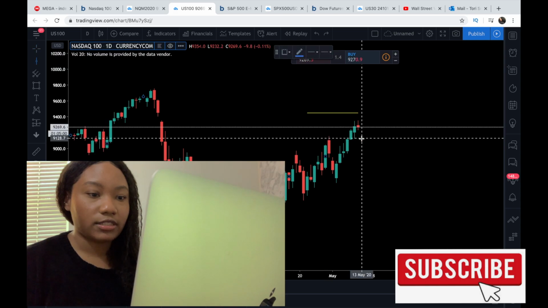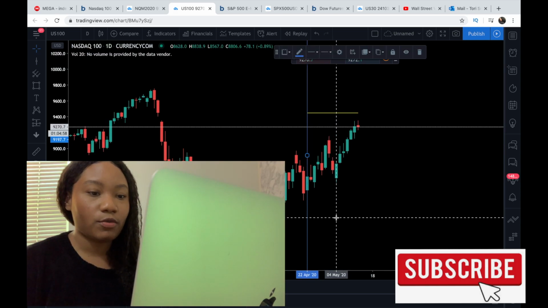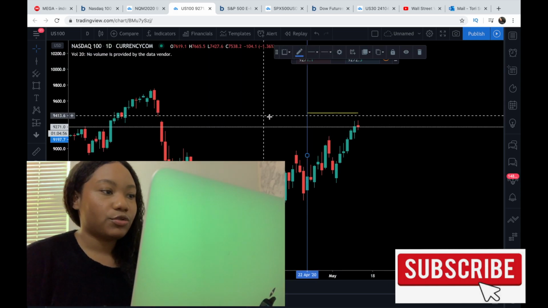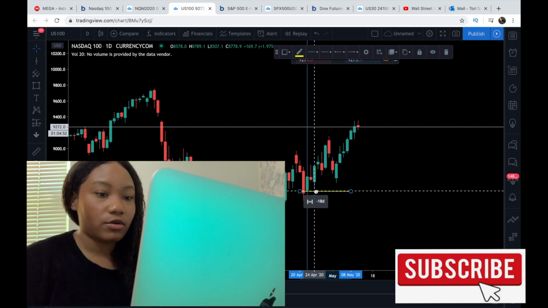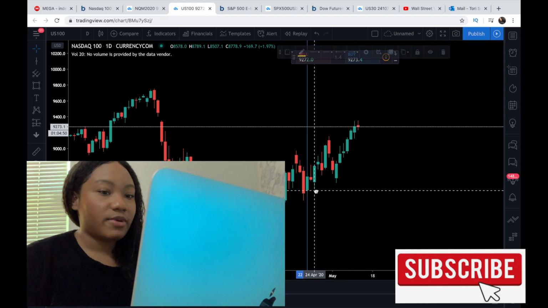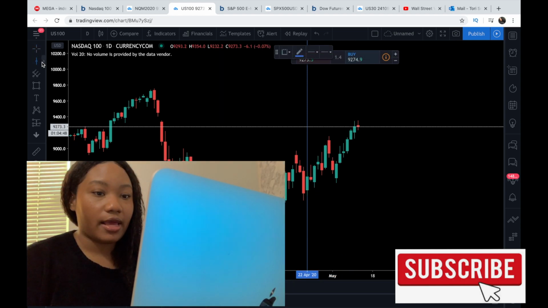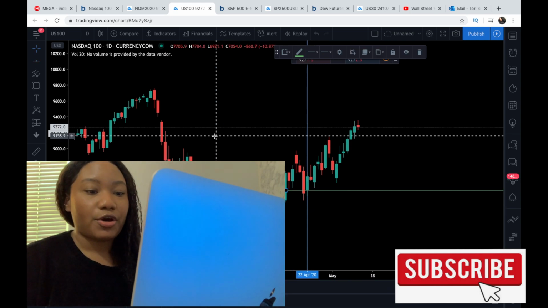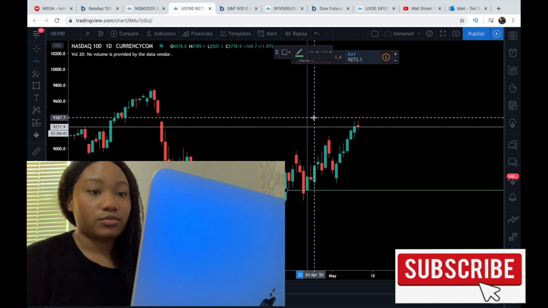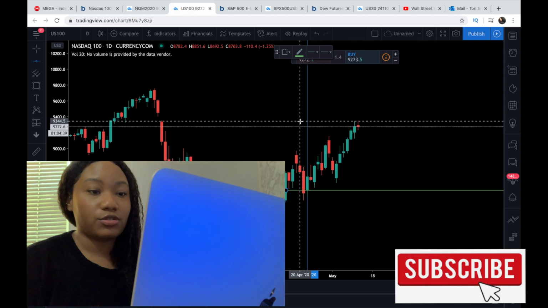So this has been the lowest low in this moment, so I'm going to notate that. This has been the lowest low, right? And this has been the highest high at the moment. Okay, so I'm gonna make these blue so we aren't biased to what's going on.